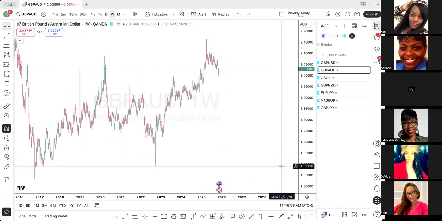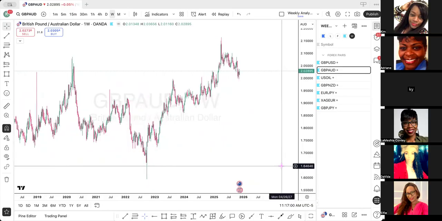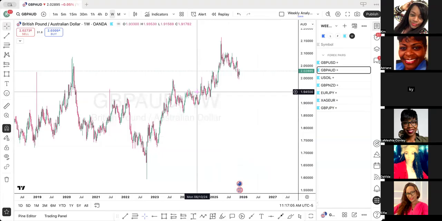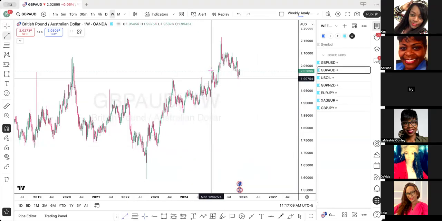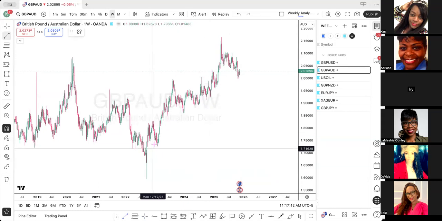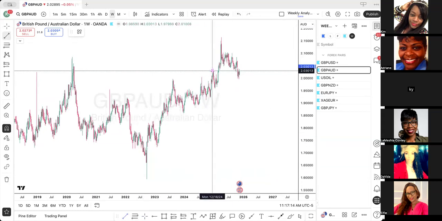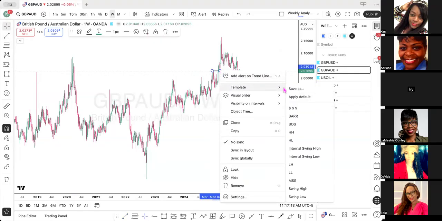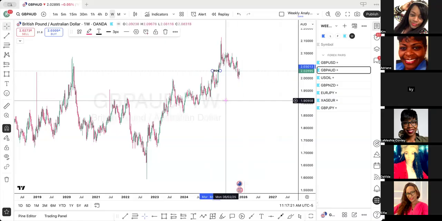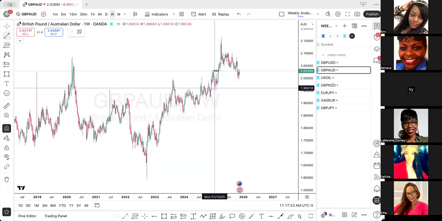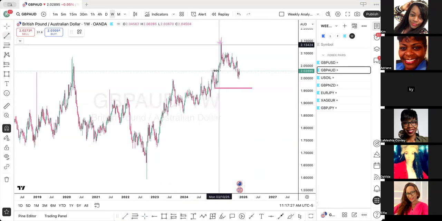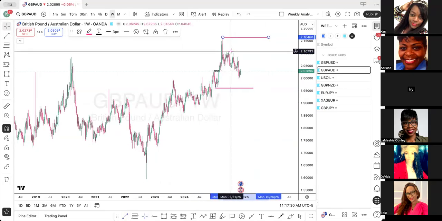So currently, we're in this higher time frame structure, but we have a break of structure here. And which makes this my swing low. And this my swing high. Okay.